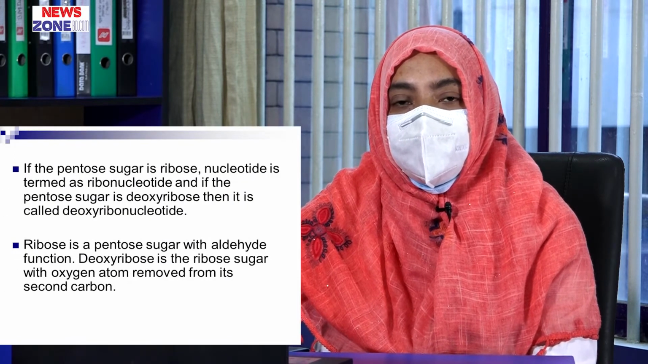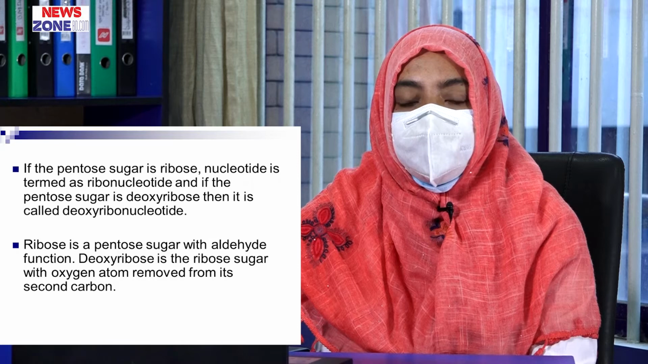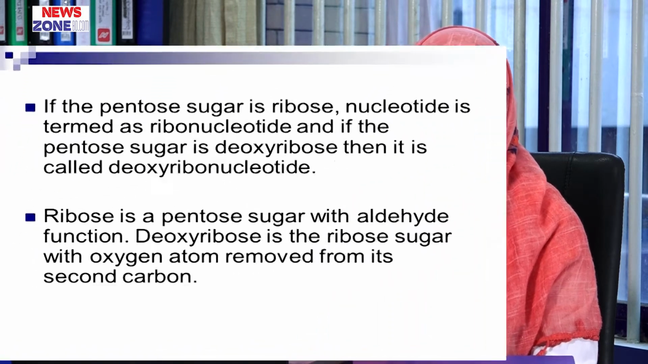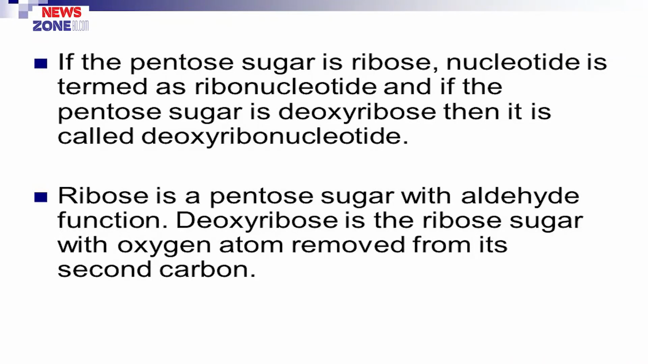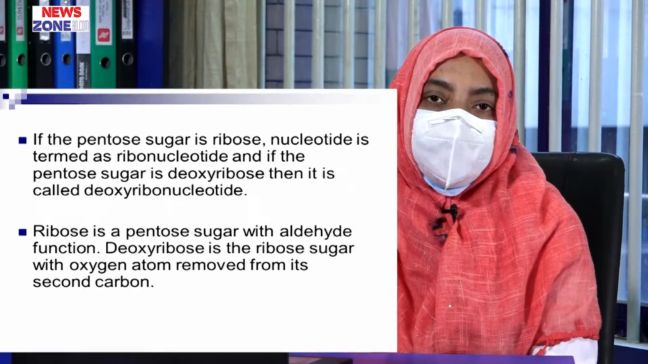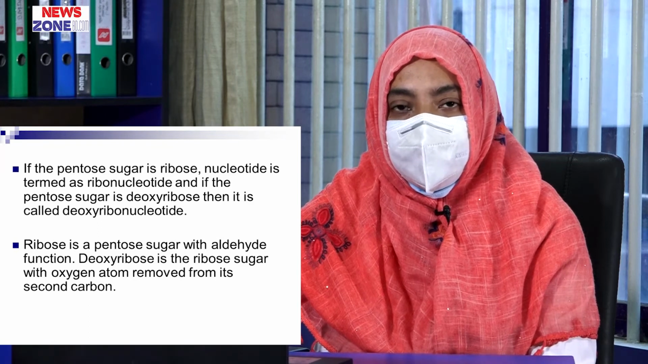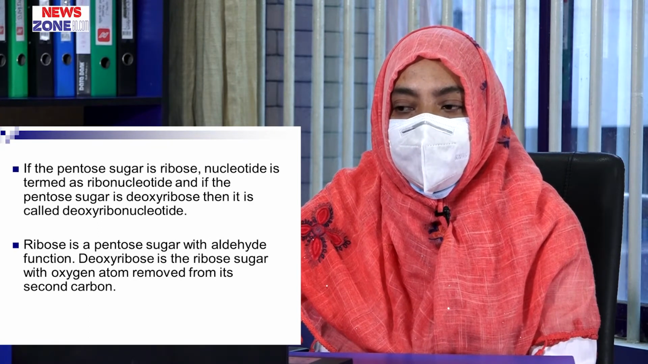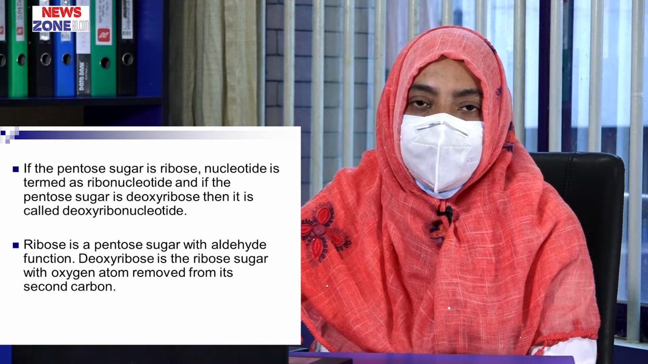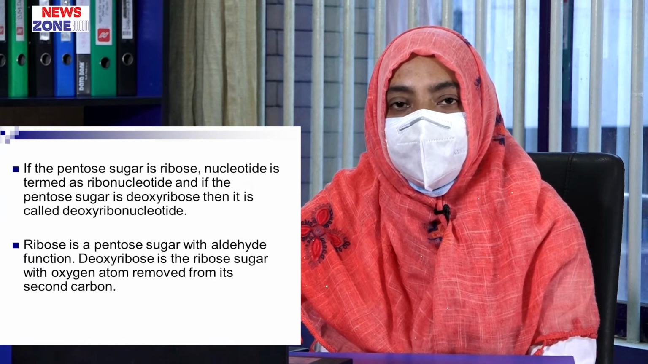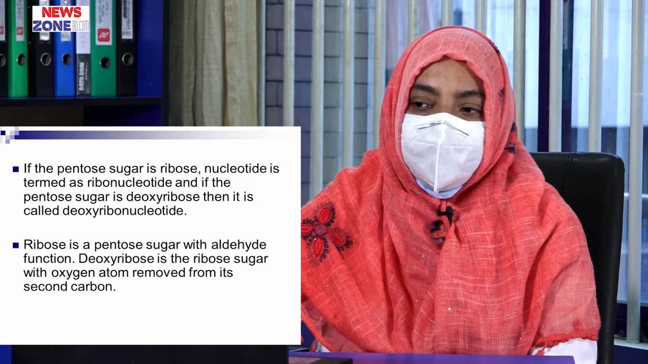If the pentose sugar of the nucleotide is ribose, then ribonucleotide is formed, and if the pentose sugar is deoxyribose, then deoxyribonucleotide is formed. We have to mention here that ribose is a pentose sugar with aldehyde function, and deoxyribose is also the ribose sugar with removal of the oxygen atom from its second carbon.